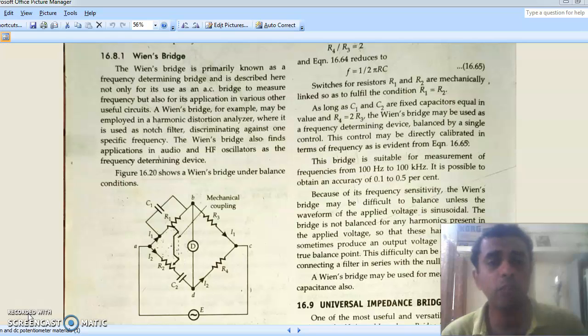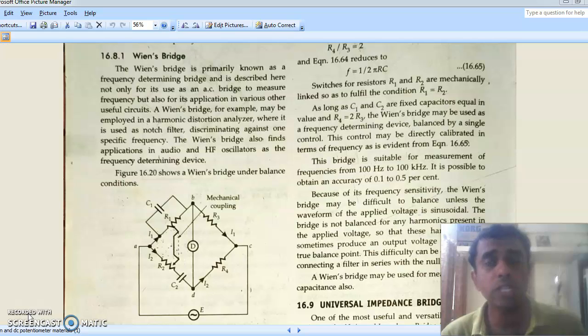Later we saw one more bridge, the Schering bridge, where we found the unknown capacitance in terms of some known quantities. Today we'll see the last AC bridge according to the KTU portion, that is the Wien bridge. We have often seen the Wien bridge in the last semester, in analog electronic circuits, where we used it in an oscillator. It is mainly used in oscillators to generate audio as well as high frequency oscillations.